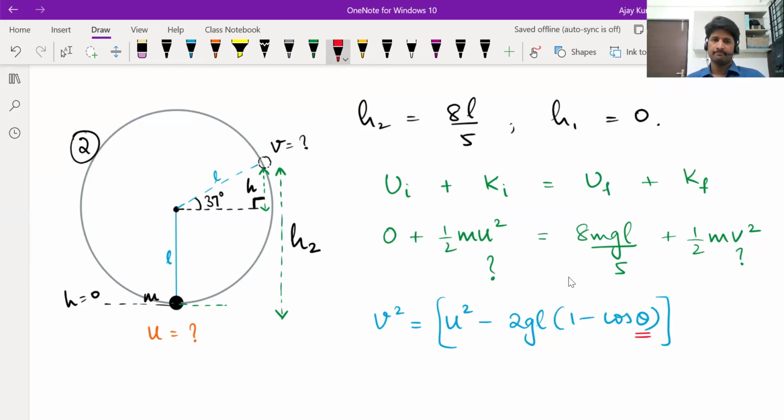90 plus 37. Good. It's very important to remember what we considered as theta in all our derivations. In all our derivations, we took theta from the downward direction. So the total angle by which the string rotates to get to that position is 90 degrees plus 37 degrees. And then you can substitute it and calculate the speed u. That's one way to solve.